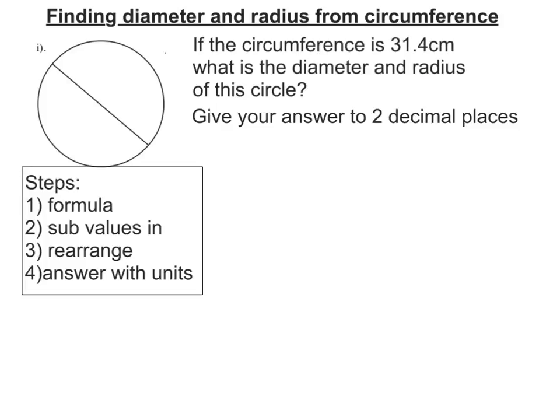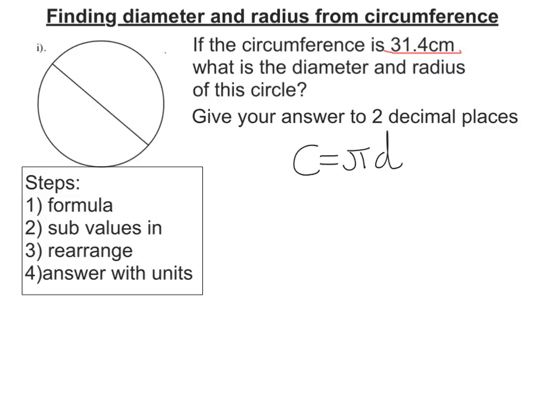In this video, we're going to work out the diameter and radius when we're told the circumference. So in this question here, the circumference is 31.4 centimeters. So let's follow these steps. First we put the formula. The formula we know for circumference is C is equal to pi d.